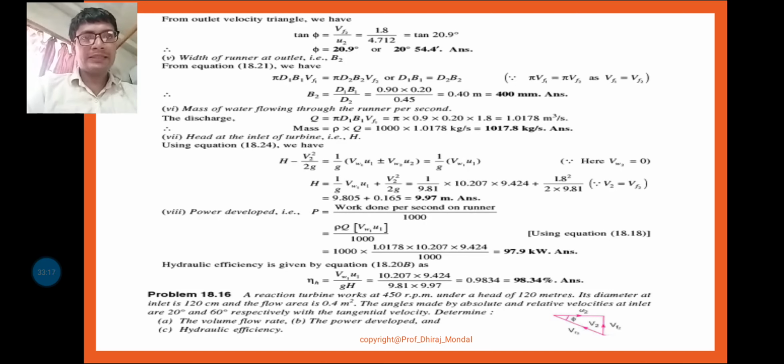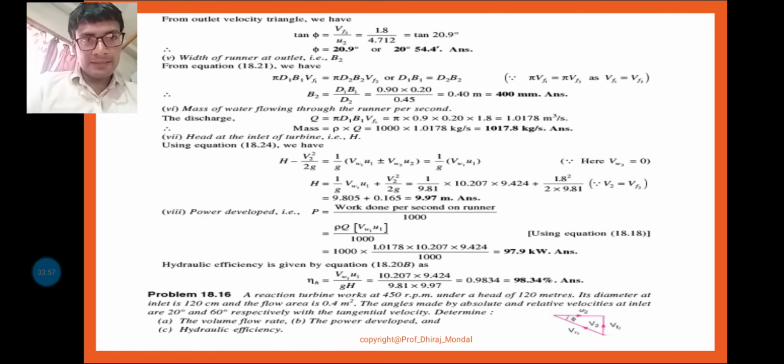Okay. Next, last question is the power developed. Power developed, that is your P. P is equal to work done per second on runner, by 1000. Why we are dividing by 1000? Because I have to take in terms of kilowatt, nothing else. Now rho q, what is the work done per second? Rho q into VW1 U1. So rho, you know, 1000, q already I have got 1.0178, VW1 is your 10.207, U1 is 9.424, and 1000 by 1000. So 97.9 kilowatt is the correct answer.